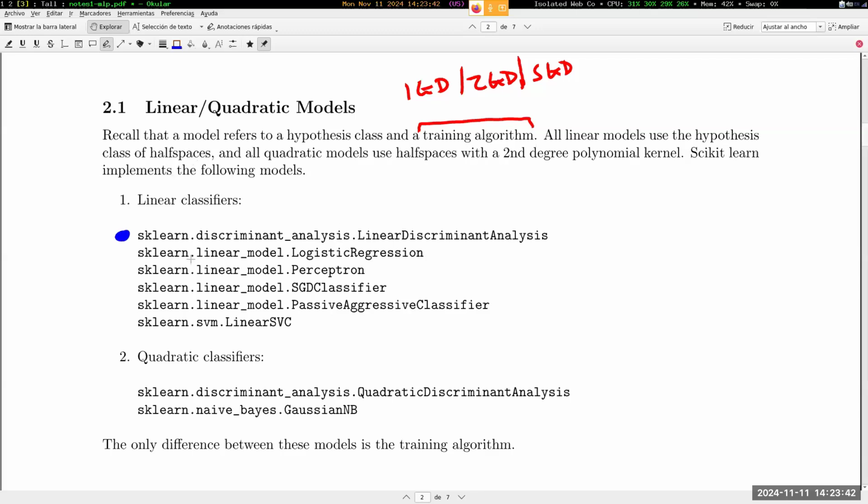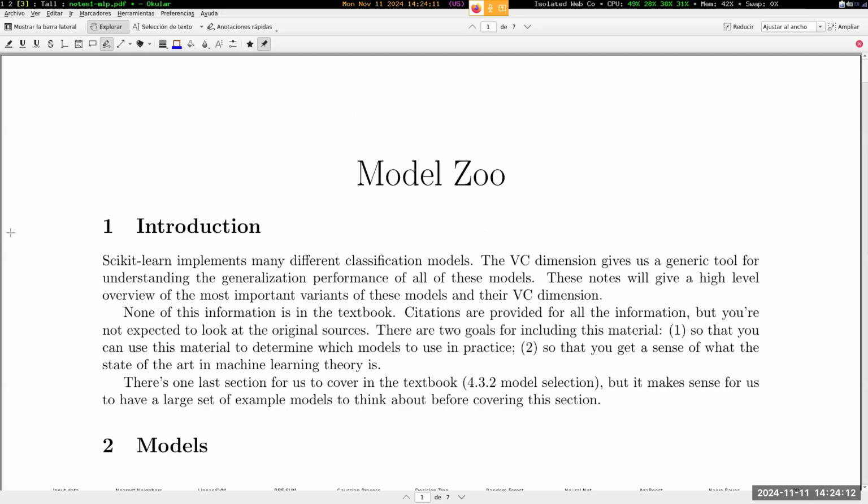scikit-learn implements a handful of these linear classifiers and quadratic classifiers. The first important difference is which ones use worse optimization algorithms than the gradient descent family, and not to use those. So that's linear discriminant analysis and the passive aggressive, and all four of these, the things in blue, don't actually directly minimize in-sample error.